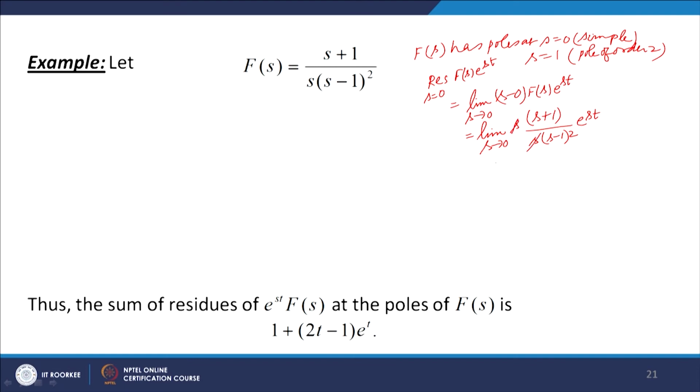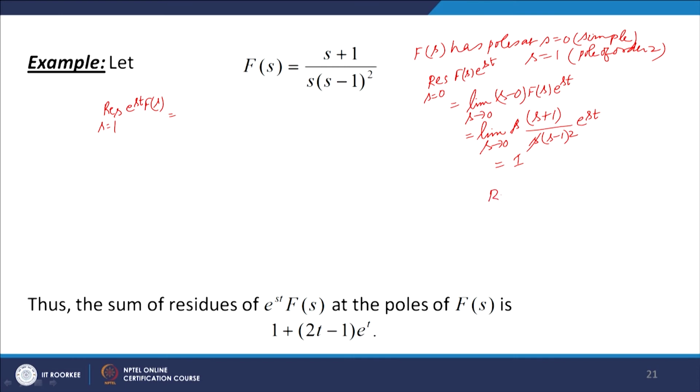So, when s goes to 0, e to the power 0 is 1, and we get 1 here, and here we get (minus 1) whole square. So, we get 1. Now, the residue at s equal to 1, which is a pole of order 2.